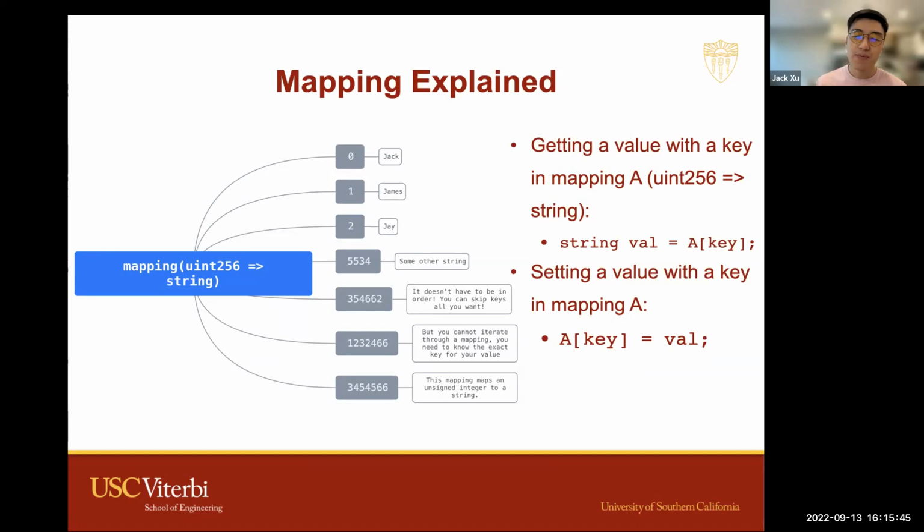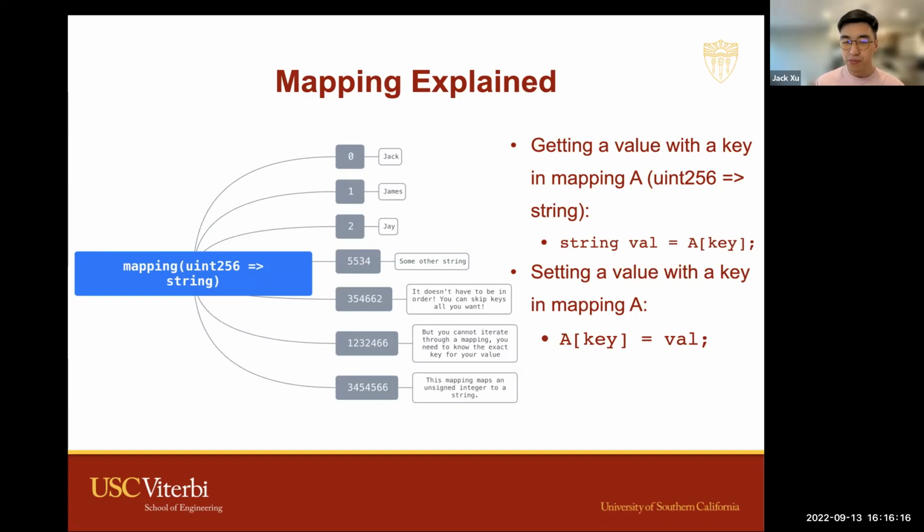Anyhow, there are a couple of rules or properties of mappings in Solidity. The first one is that it doesn't have to be continuous. The numbers don't have to be 0, 1, 2, 3, 4. You can see here, I did 0, 1, 2, and then I skipped right to 5,534, and that's totally fine. It doesn't have to be in order.